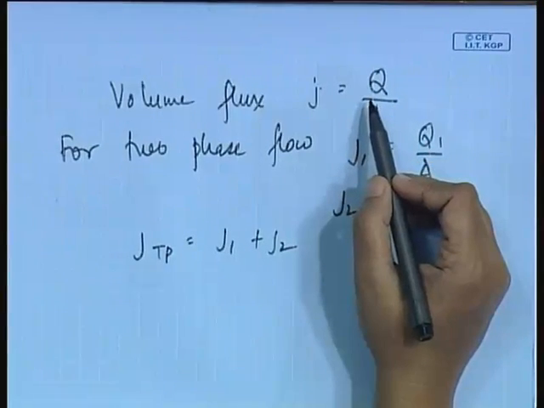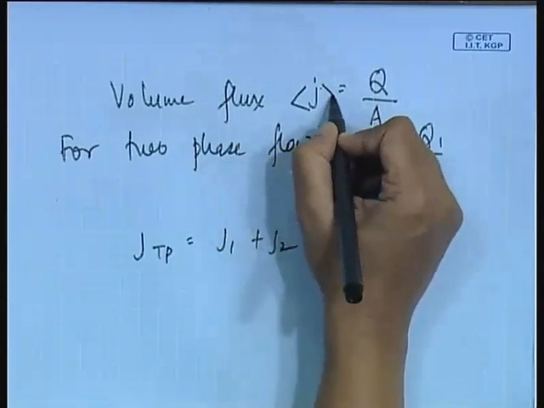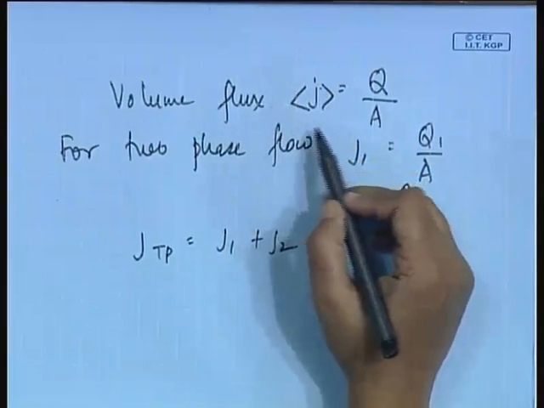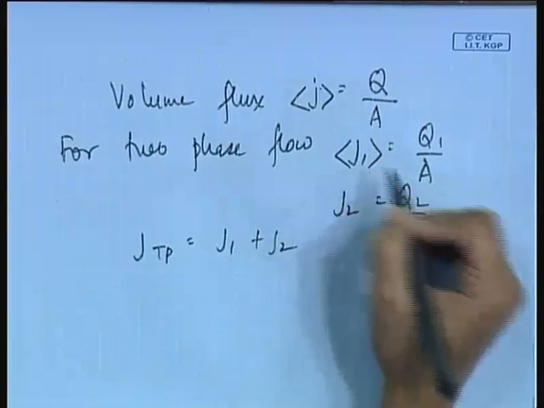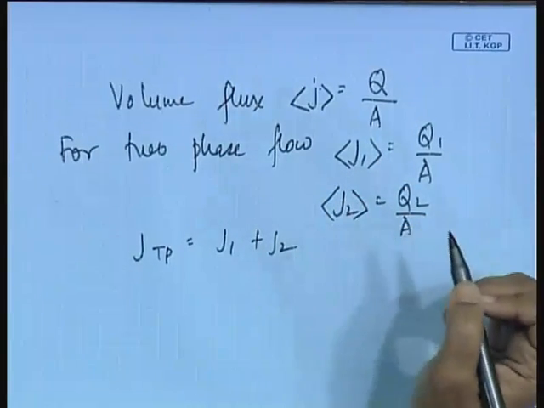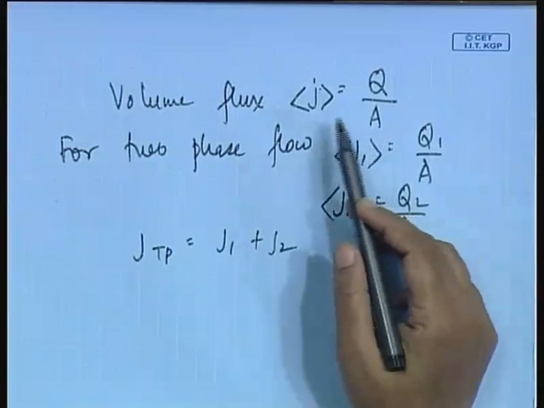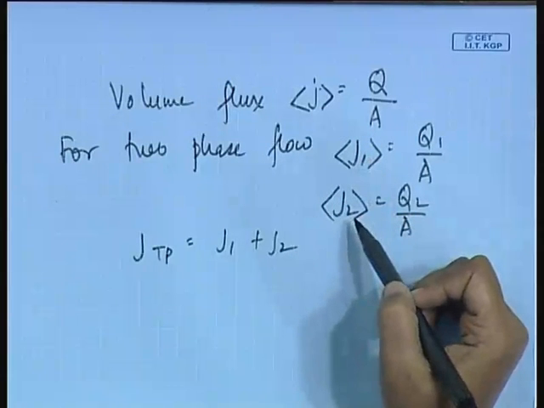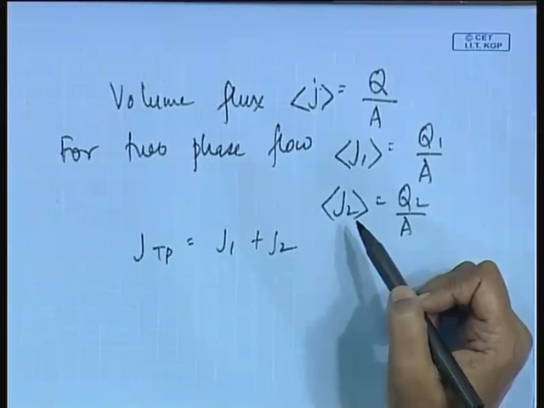rate does not change across the cross sectional area. Remember, we assume that the volume flux is the area average volume. Under normal circumstances, it should be of this type. So actually we are referring to the area average volume fluxes.